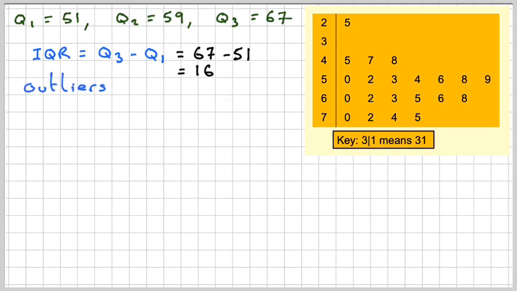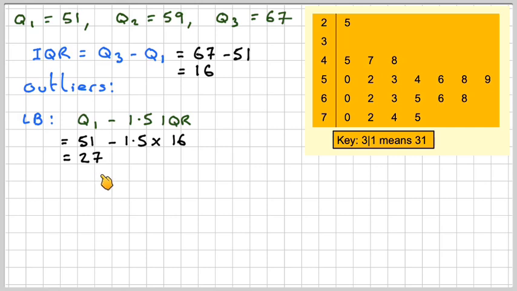Now, to find the outliers, for the lower bound, we do Q1 minus 1.5 times IQR, the interquartile range. So that's going to be 51 minus 1.5 times 16, which will give me 27. Therefore, we can see that 25, statistically, will be an outlier. Therefore, 25 is an outlier.